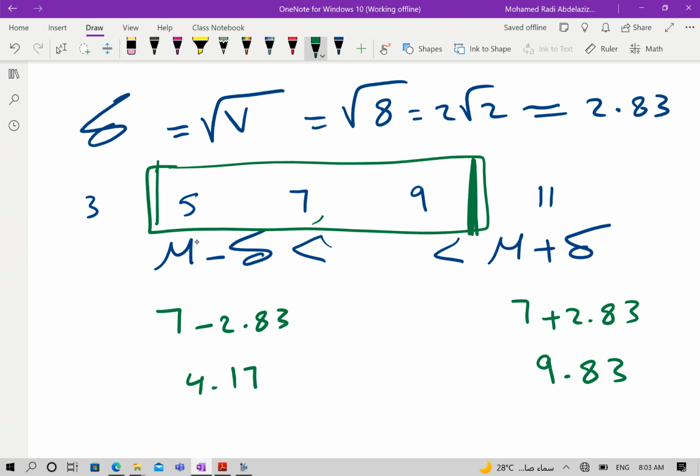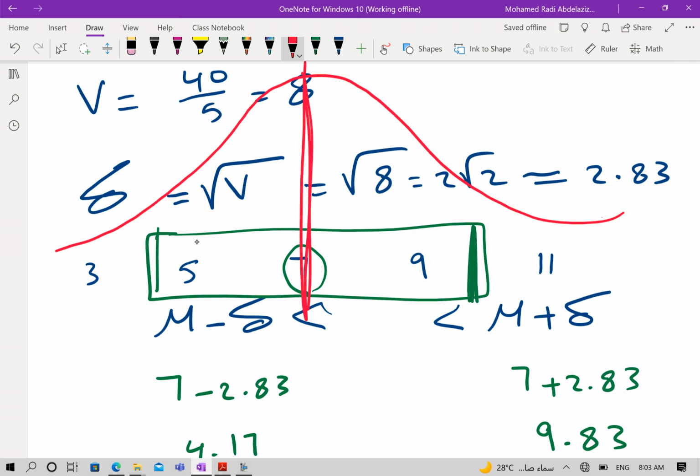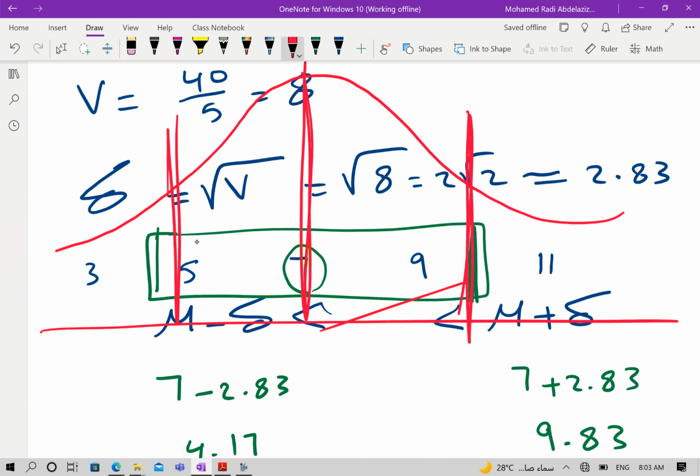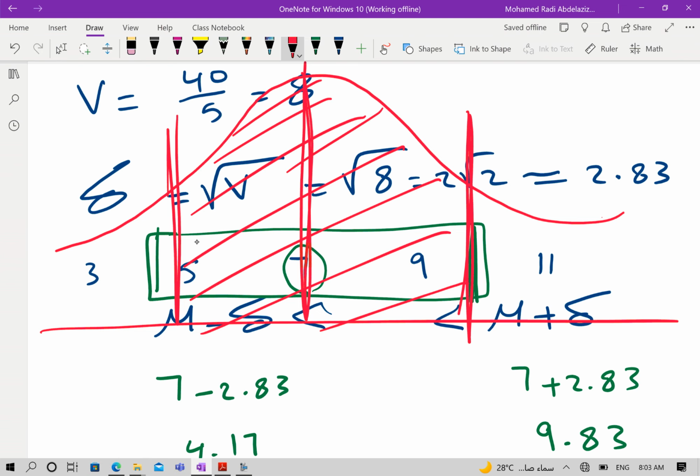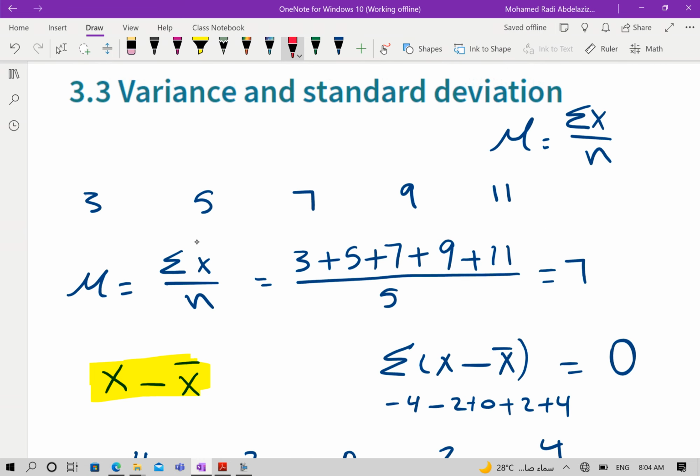So if mu is 7, inshallah we'll discuss the normal distribution in a later topic. The normal distribution for this data will be like this. This is the value at mu. The area under the curve and the x-axis in this part will be most of the area, in the range between mu plus standard deviation and mu minus standard deviation. But I need only how to calculate the variance and the standard deviation.